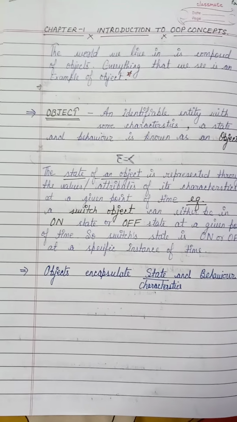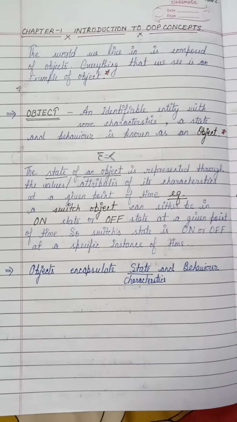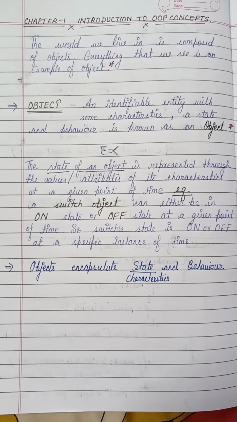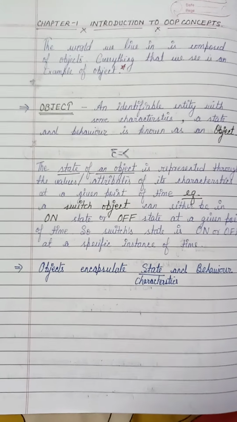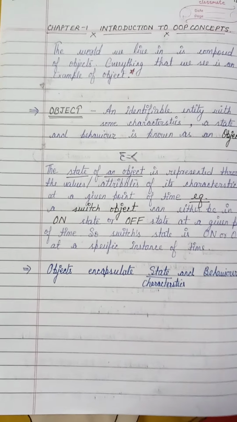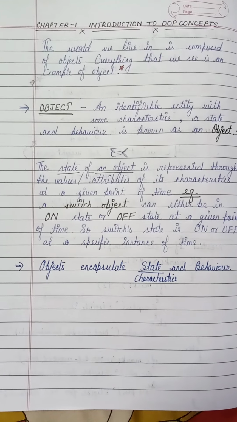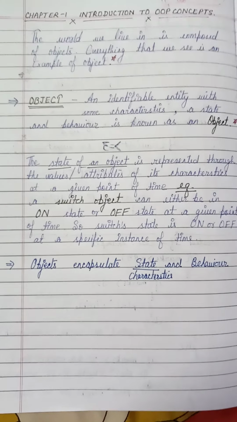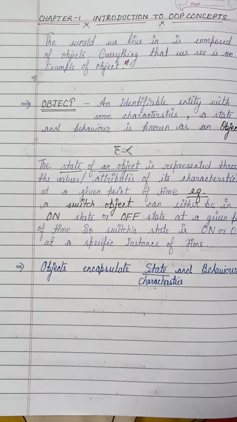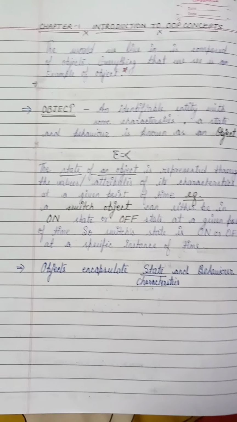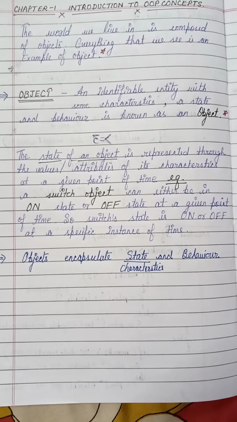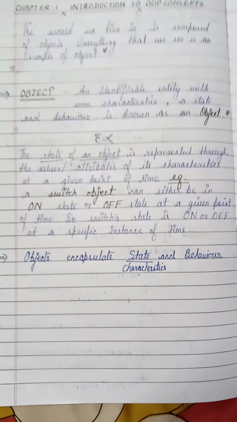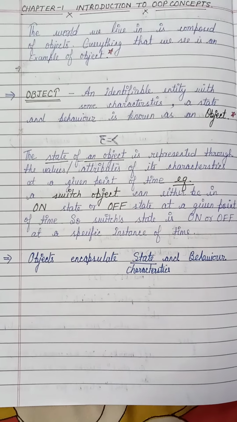So you yourself are an example of an object, because you have some unique identity, that is your name. You have some characteristics: eyes, ears, nose, hands, legs, and behavior also. Walking, talking, eating, all these are examples of behavior, if we are considering you as an object, a human being.